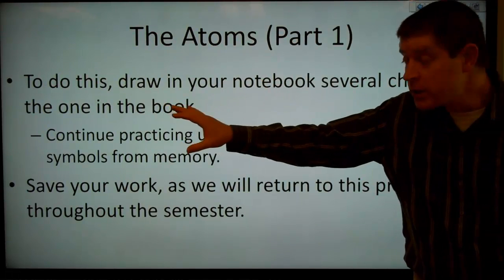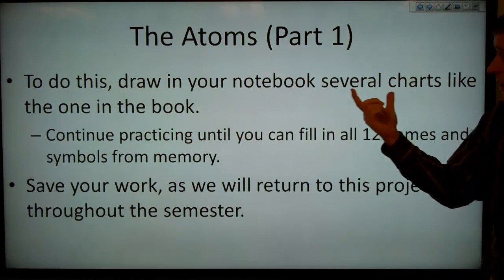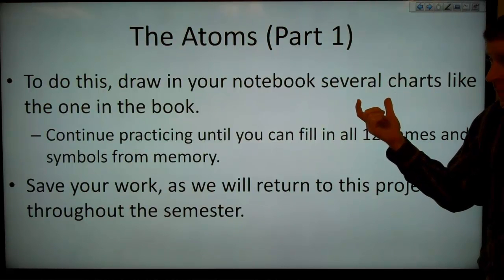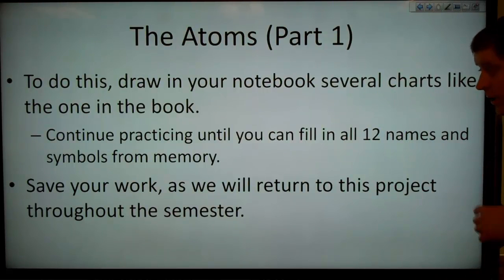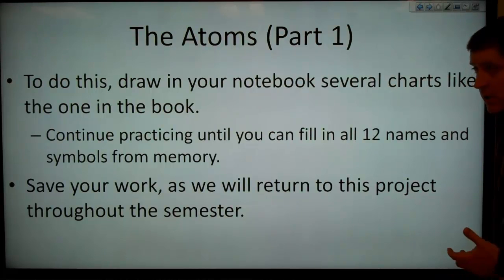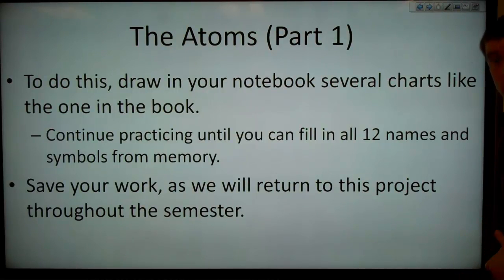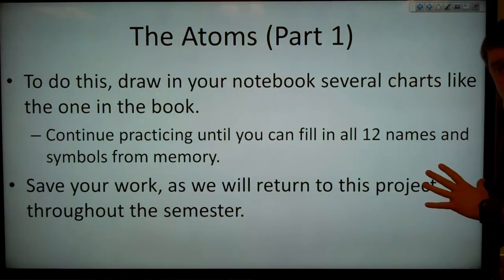So, in order to do this, I recommend drawing in your notebook several charts like the one in the book, and continue practicing filling in all 12 names and 12 symbols until you can do all 12 of them from memory with no mistakes. If you make any mistakes, draw another chart, and repeat and repeat until you can consistently fill in the table with these 12 elements without making any mistakes.